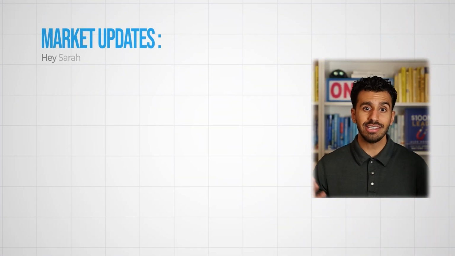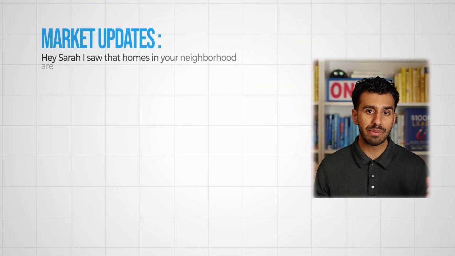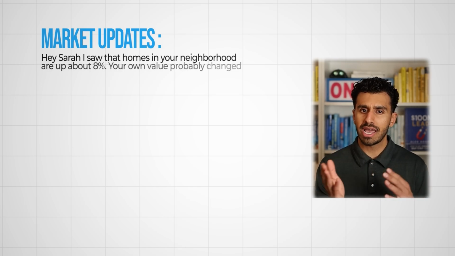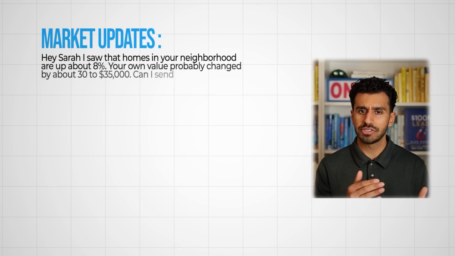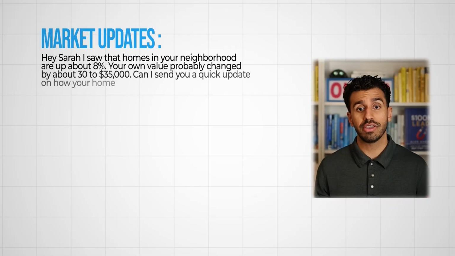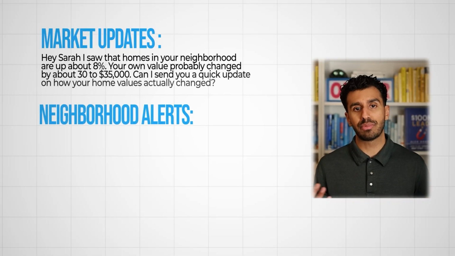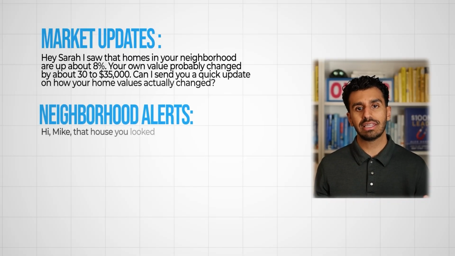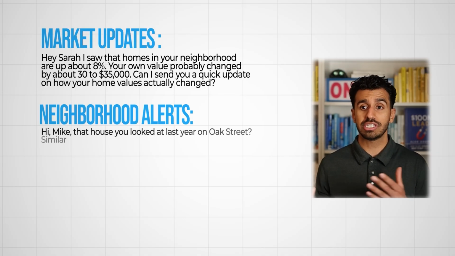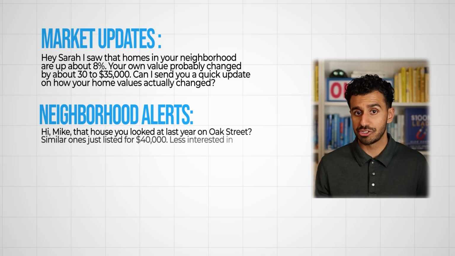So here's a couple things you can start with. Market updates, such as, hey Sarah, I saw that homes in your neighborhood are up about 8%. Your home value probably changed by about $30,000 to $35,000. Can I send you a quick update on how your home value actually changed? Number 2, you have neighborhood alerts. Hi Mike, that house you looked at last year on Oak Street, similar ones just listed for $40,000 less. Interested in taking a look?